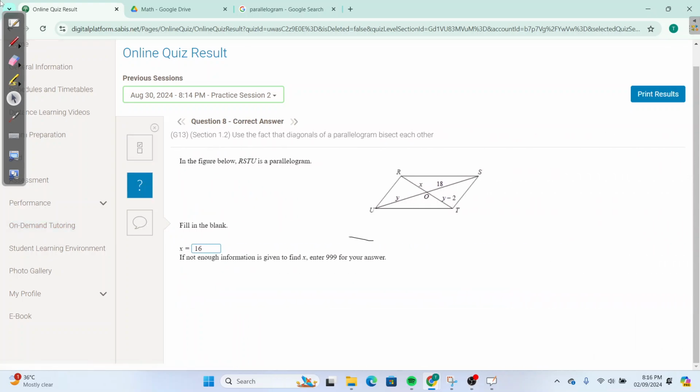Okay, this can be done mentally, I don't even need to explain this. In a parallelogram, the diagonals bisect each other where they meet. So this part is congruent to this part, and this part is congruent to this part. These values are congruent to each other. So we have y equals 18, and they want the value of x. Because y equals 18, and these two are congruent, x equals y minus 2, 18 minus 2, which is 16, and that's the answer.